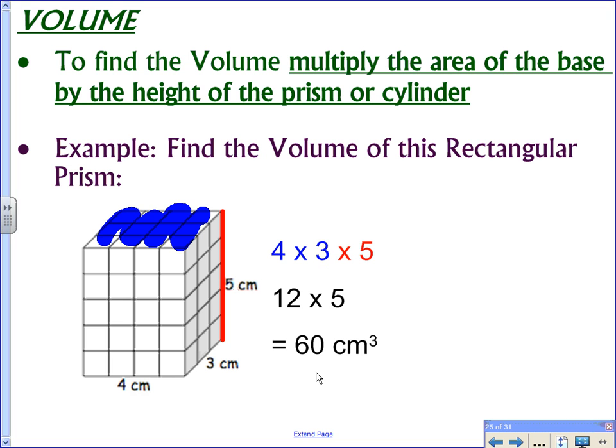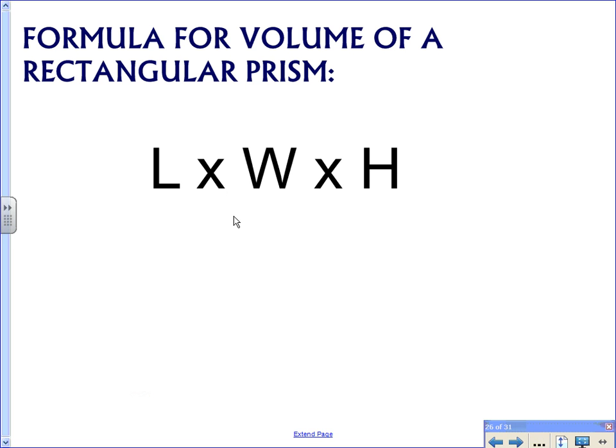And our units for volume are always cubed because we're figuring out how many cubes it would take to fill the object. So the formula for the volume of any rectangular prism is length times width times height.